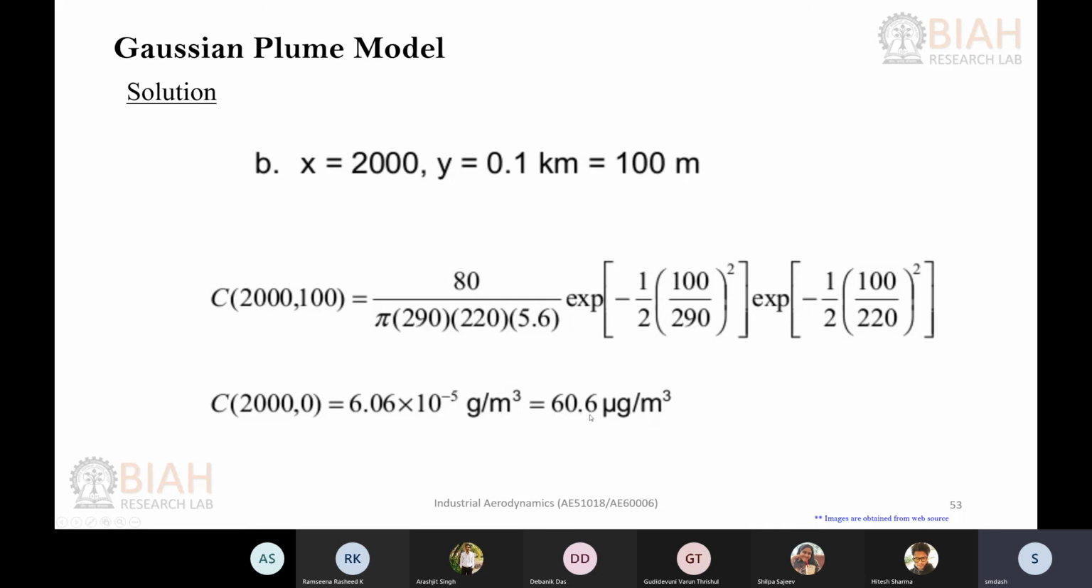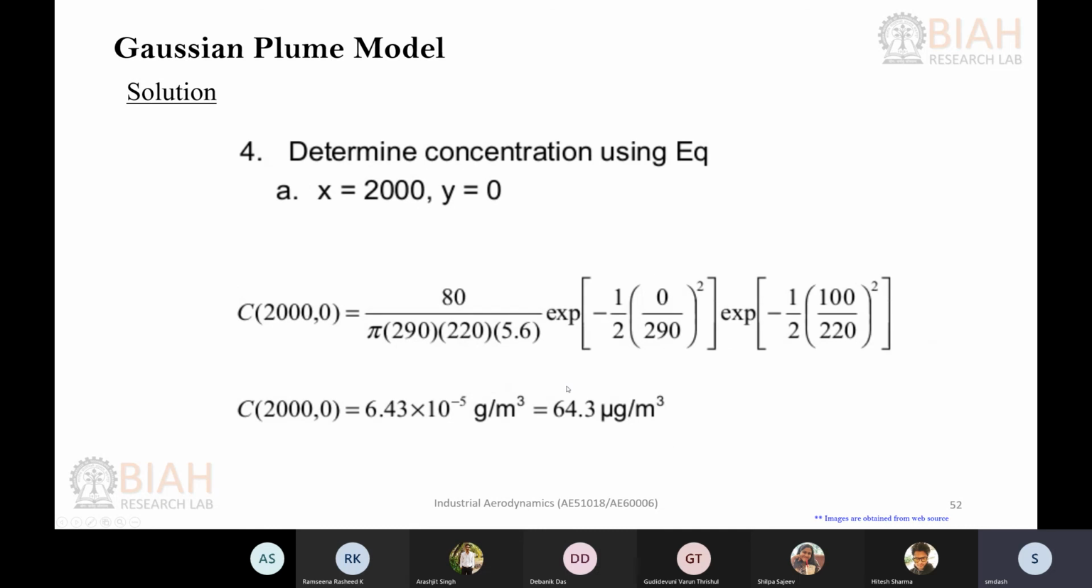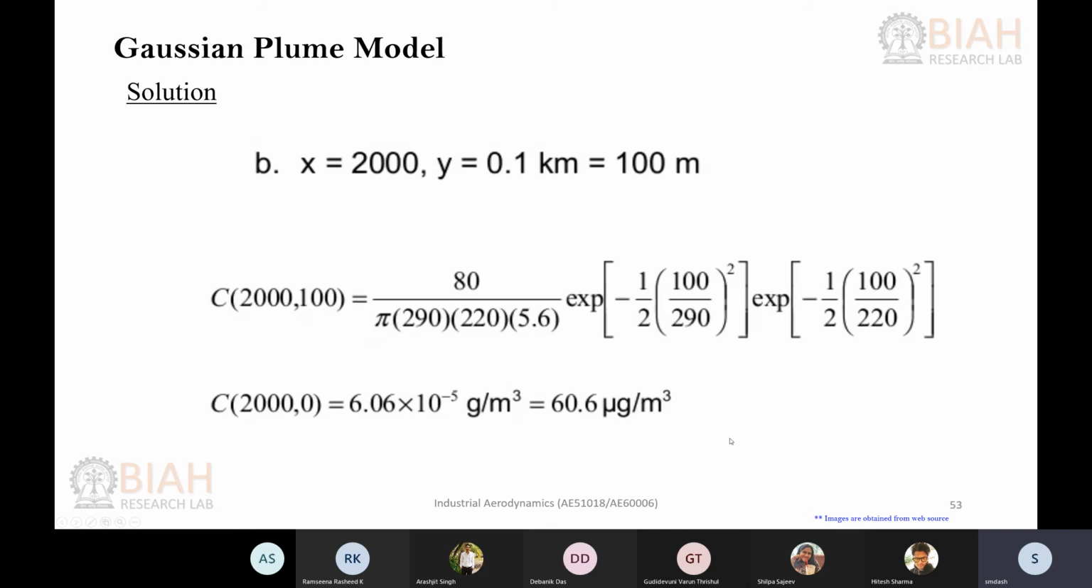Which is 60.6 microgram per meter cube. The previous case it was 64.3 microgram per meter cube. At the center it is expected to be higher because your peak will be at the center line, and away from the center line it is obviously expected to be reduced by some value.